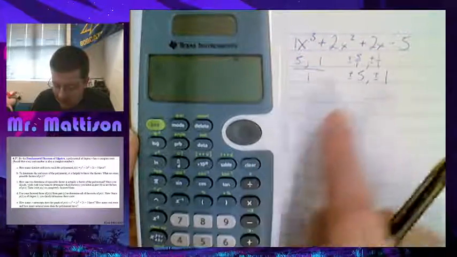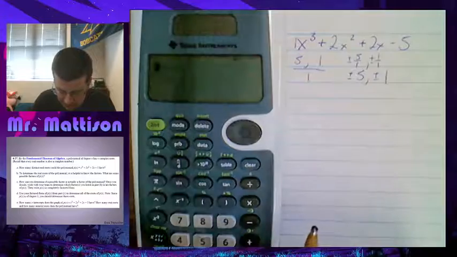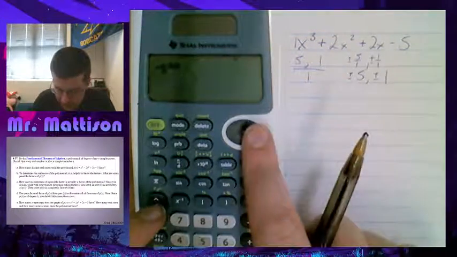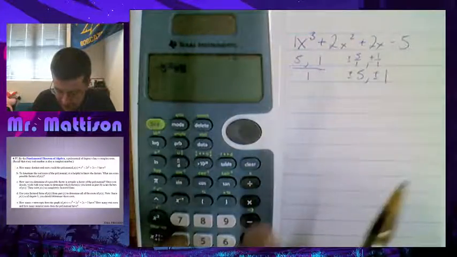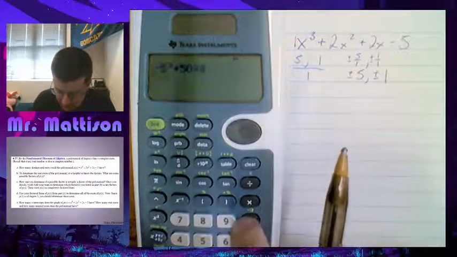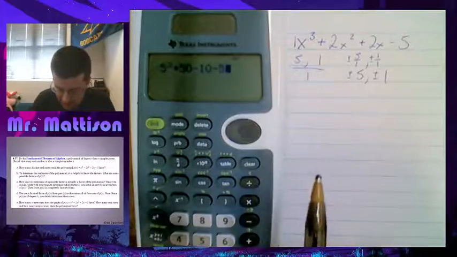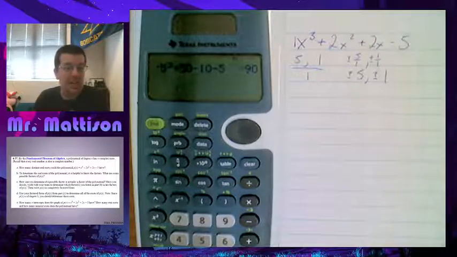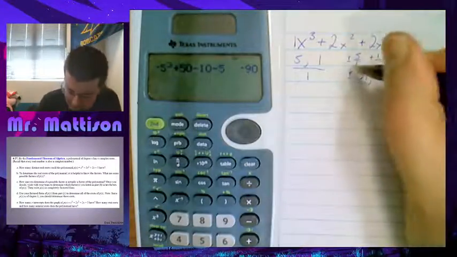Okay, well, how about if I plug in a negative 5? Well, that's going to be negative 5 to the third plus, that would still be 25, so plus 50, minus 10, and then minus 5. Well, I'm still not anywhere near 0. Don't have to worry about either of those ones working.